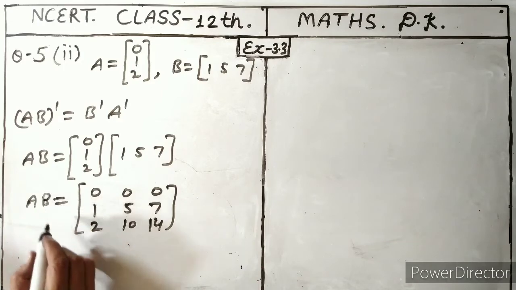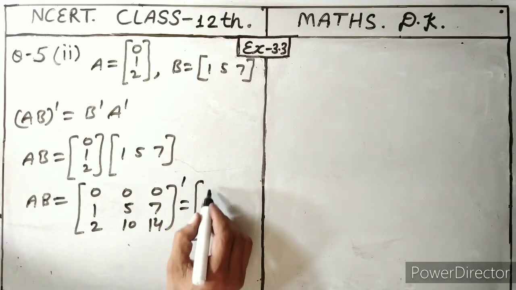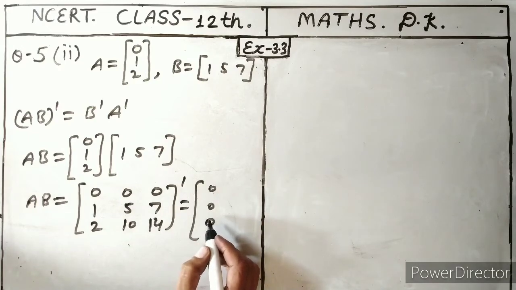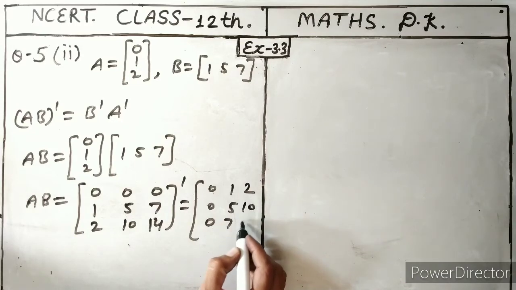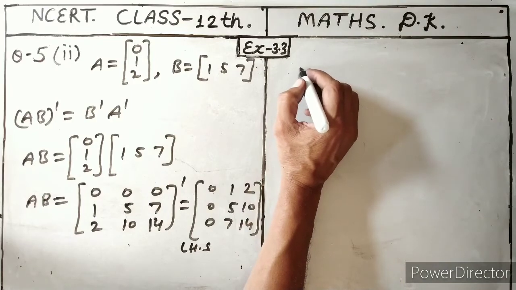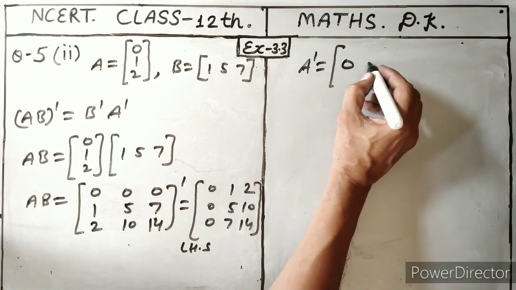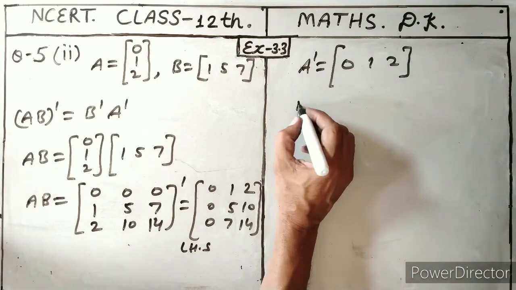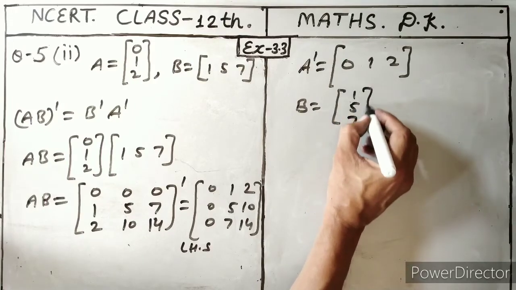This is AB, and its transpose is 0 0 0, 1 5 7, 2 10 14. This is transpose. This is left hand side, and at first we find out A transpose. A transpose is 0 1 2 and B transpose is 1 5 7.